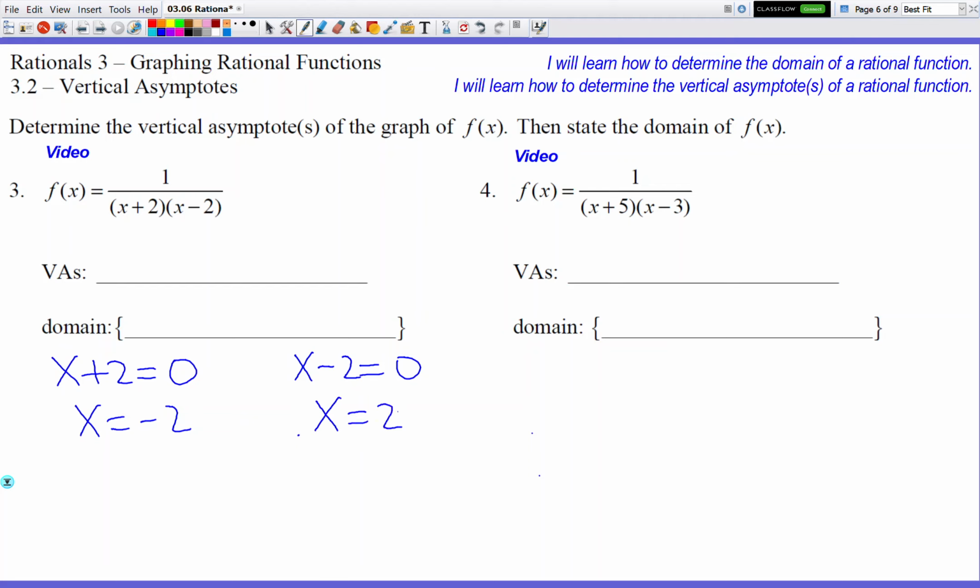Okay, so here's where I'm going to get kind of picky. I don't know if your teacher is going to be picky like me, but here's what I don't want to see. So I'm going to write it the way I don't want to see on your paper. Okay, I don't want to see anybody doing this. X equals negative 2 comma 2. If I see anybody doing that, I'm not going to give you credit. Okay, because these are 2 separate vertical asymptote lines, I want to see 2 separate equations.